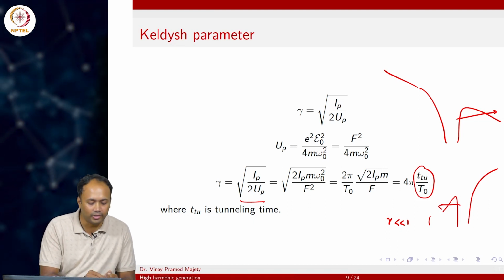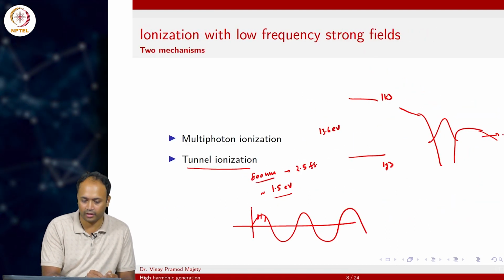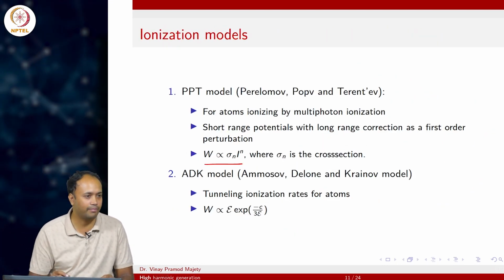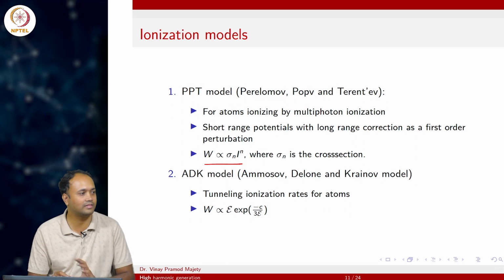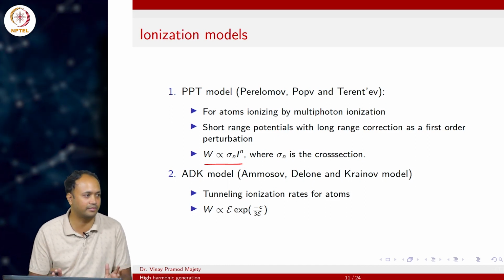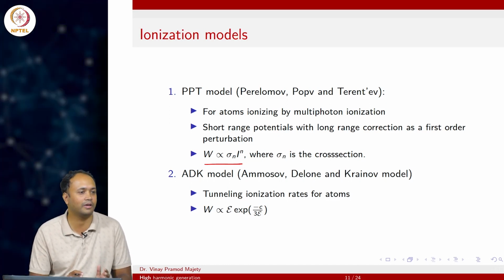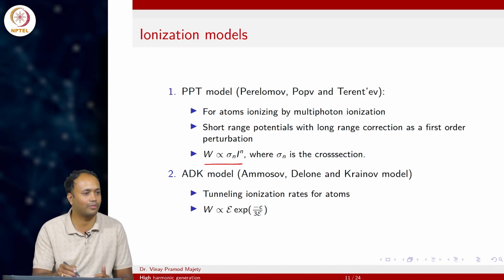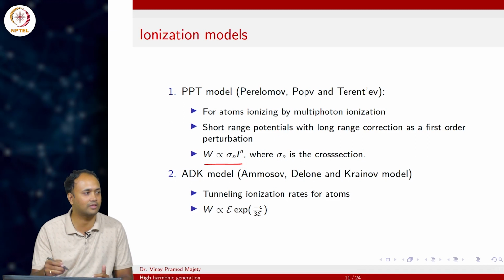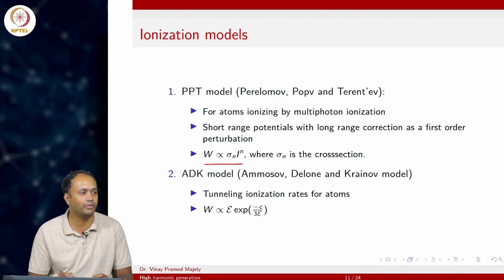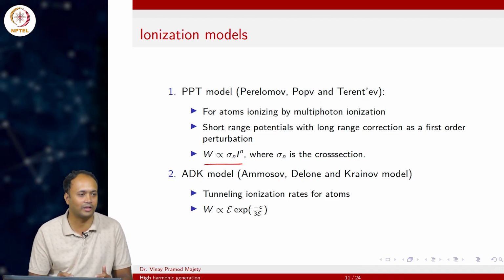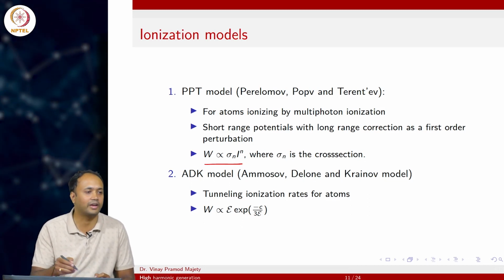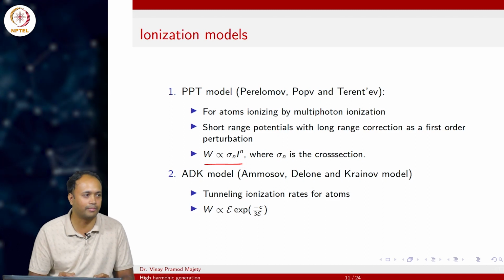Why people look at this is because if I want to estimate how much ionization happens, it's easy to get an analytic formula for the two extremes. Anything in between becomes extremely complicated to solve. Therefore, people work with these two extremes so that they can make quick estimates. Otherwise, it becomes a complicated problem. That's the context in which these two models become important.